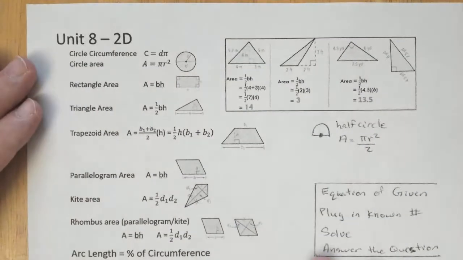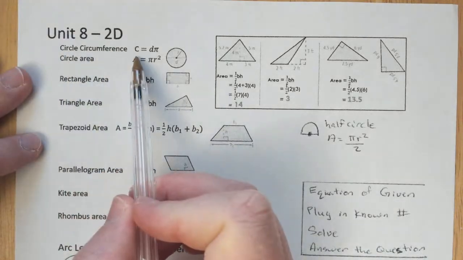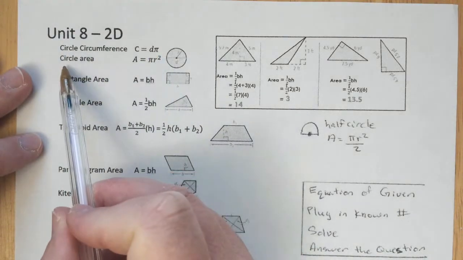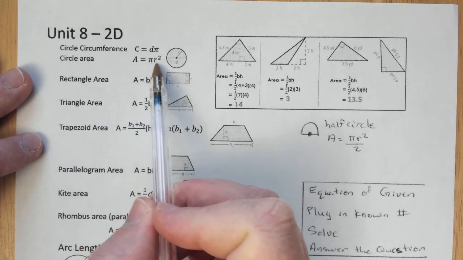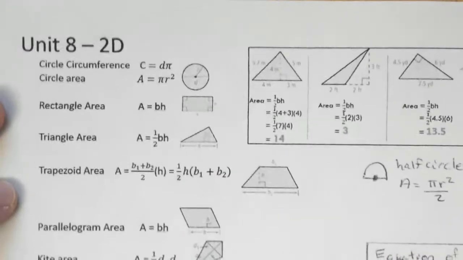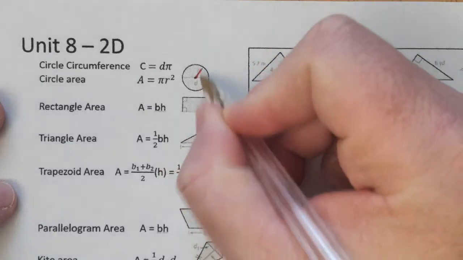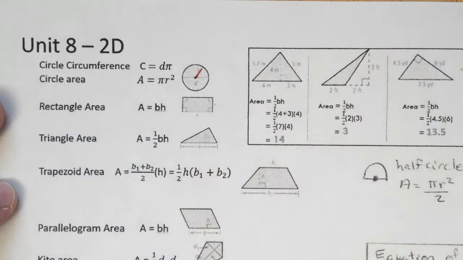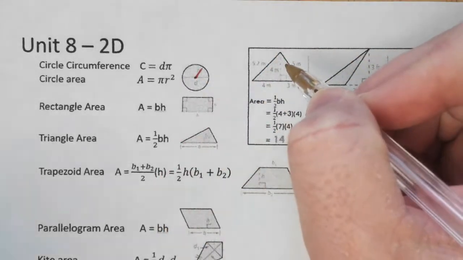All right, so for Unit 8, the circumference of a circle is C equals d pi, and the area of the circle is pi r squared. If I zoom in a little bit, from the center to the edge, no matter which way it's looking around the clock, is r, and then all the way across is d for diameter.